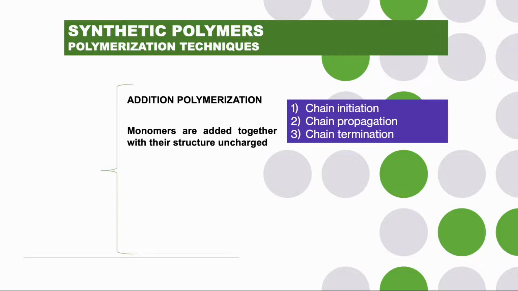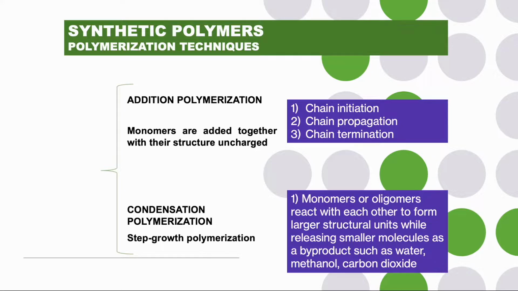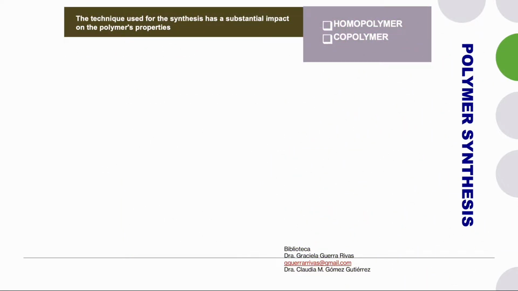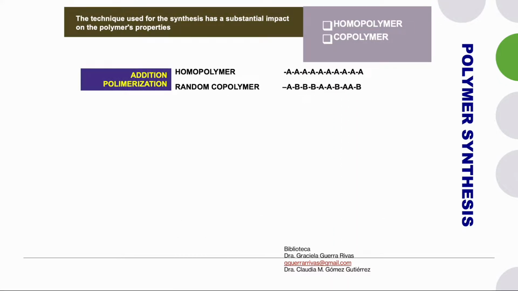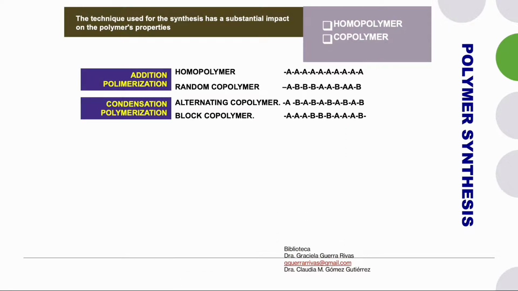On the other hand, in condensation polymerization or step growth polymerization, monomers or oligomers react with each other to form larger structural units while releasing smaller molecules as a byproduct, such as water, methanol, or carbon dioxide. The technique used for the synthesis has a substantial impact on the polymer's properties, since an addition polymerization technique usually polymerizes a homopolymer. In contrast, a copolymer is usually synthesized by a condensation polymerization technique.